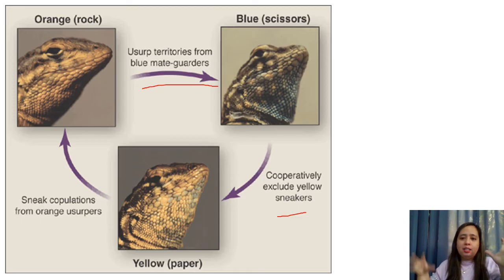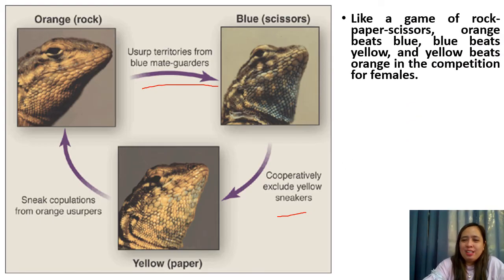Nag-aaway si orange at si blue, naglalaban-laban sila, direct competition over the female. Tapos si yellow, siya yung sumisingit, nakakasingit dahil busy mag-away yung dalawa, siya yung nakakasingit doon sa babae. So may mga ganyan tayo. Nag-aaway yung dalawang manliligaw pero ang sinagot yung hindi, yung nandun sa gilid.